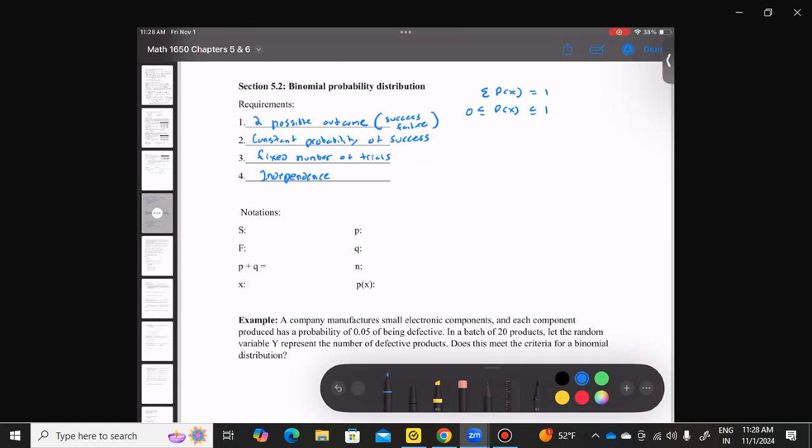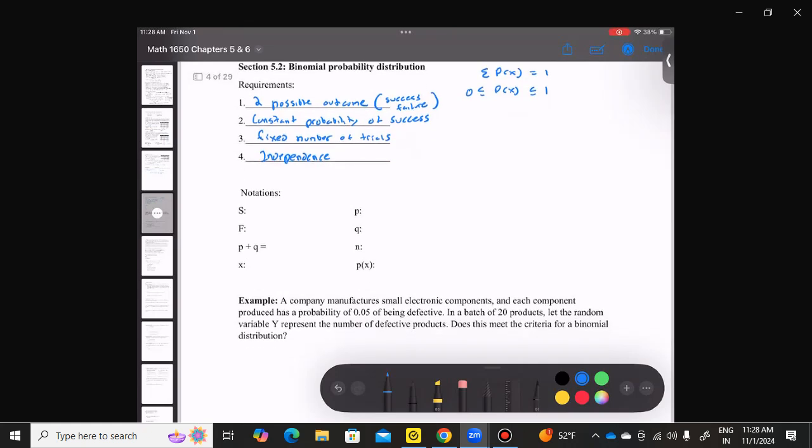Now, with these 2 possible outcomes, success and failure, we'll notate success with S, and its probability is going to be P, the probability of success. With failure, we'll notate that with an F, and its probability is going to be Q, the probability of failure.